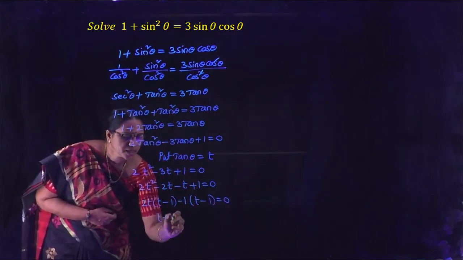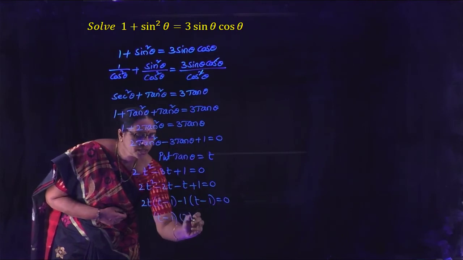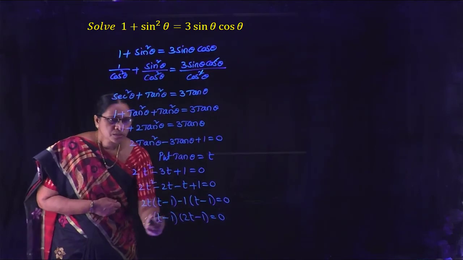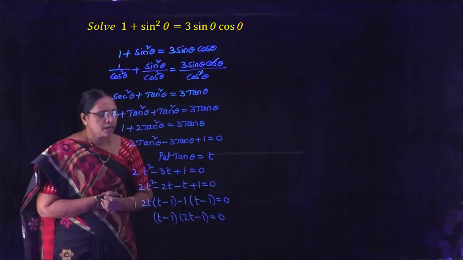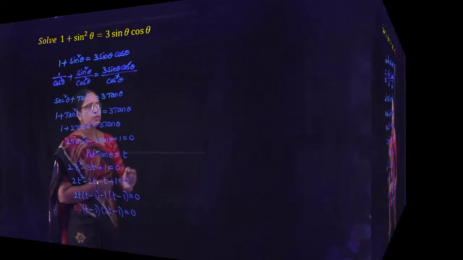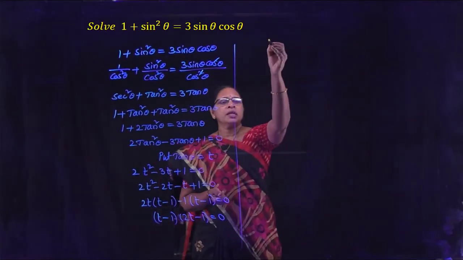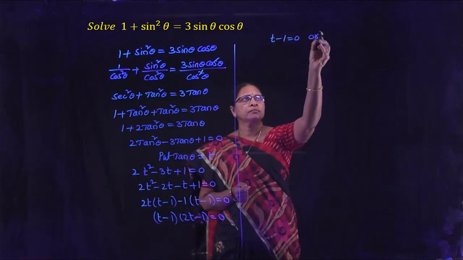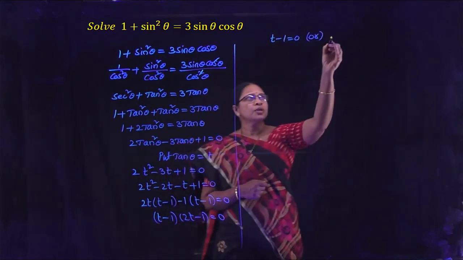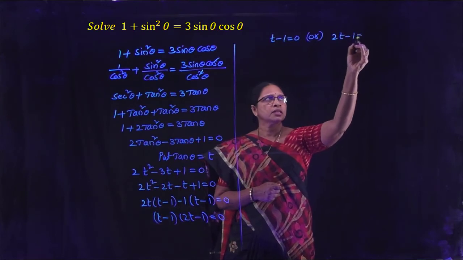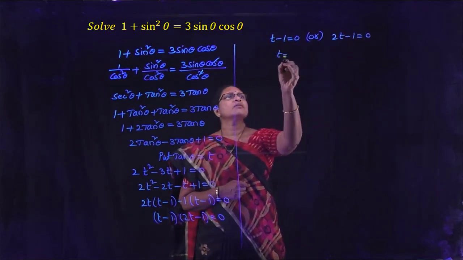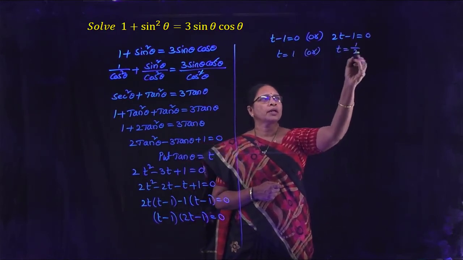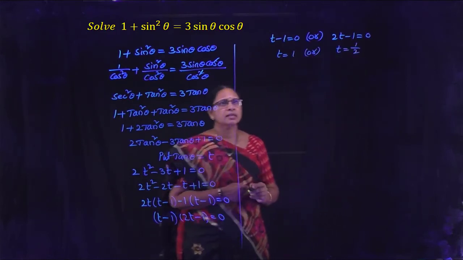Here t minus 1 into 2t minus 1 is equal to 0. So t minus 1 equal to 0 or 2t minus 1 is equal to 0. T is equal to 1 or t is equal to 1 by 2. Here there are two cases that arise.